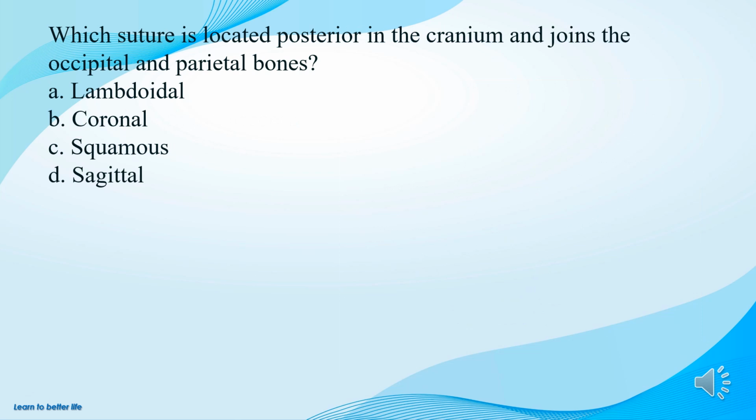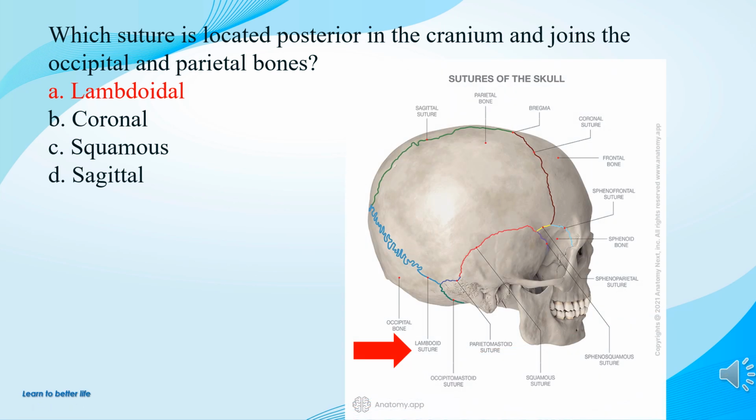Which suture is located posterior in the cranium and joins the occipital and parietal bones? A. Lambdoidal. B. Coronal. C. Squamous. D. Sagittal. The answer is A. Lambdoidal.